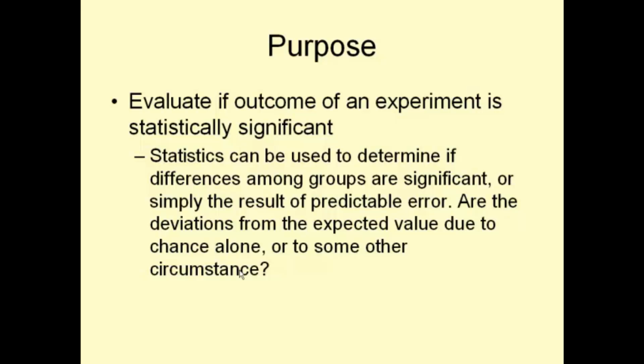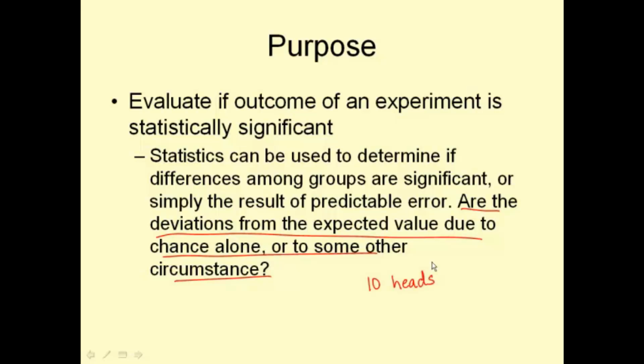Well, let's say that your friend flips the coin, and instead of getting the expected 5 heads, 5 tails, maybe all 10 times the coin lands on heads. You would want to know if that's statistically significant. And you're probably thinking in your head, something's got to be wrong here because that's just not likely to happen.